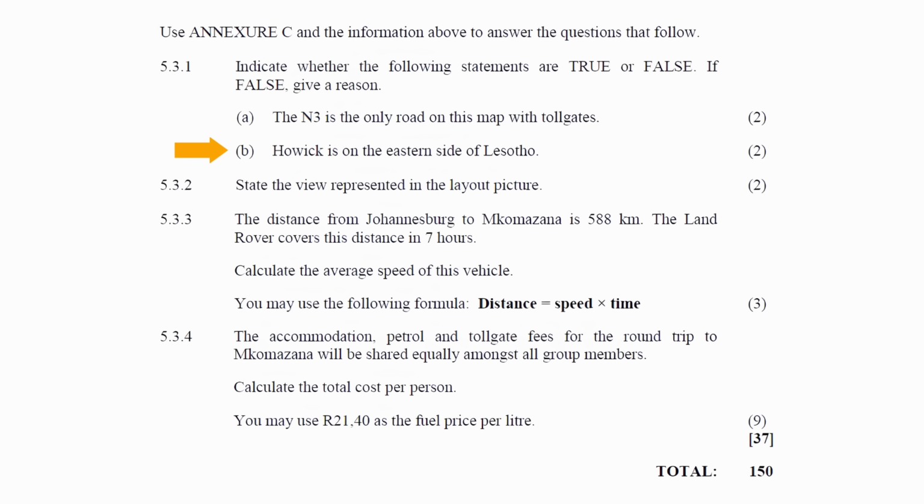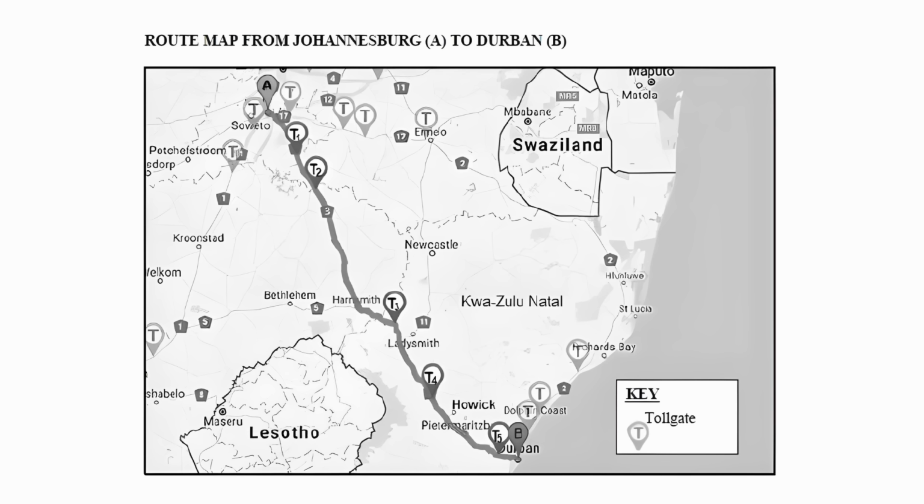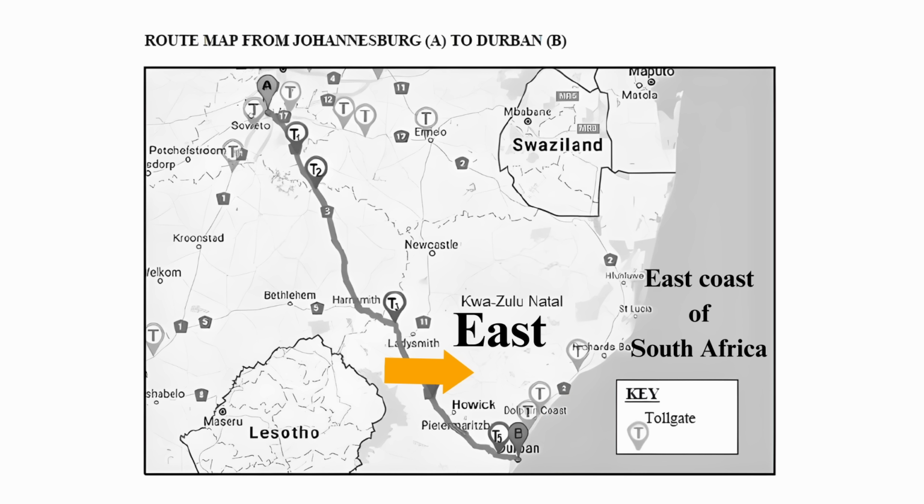In question 5.3.1b, you have to indicate whether the following statement is true or false, and if it's false, you have to give a reason. The statement is, Howick is on the eastern side of Lesotho. From the map, we know that east is to the right because Durban is a city on the east coast of South Africa. Therefore, it is true that Howick is on the eastern side of Lesotho.